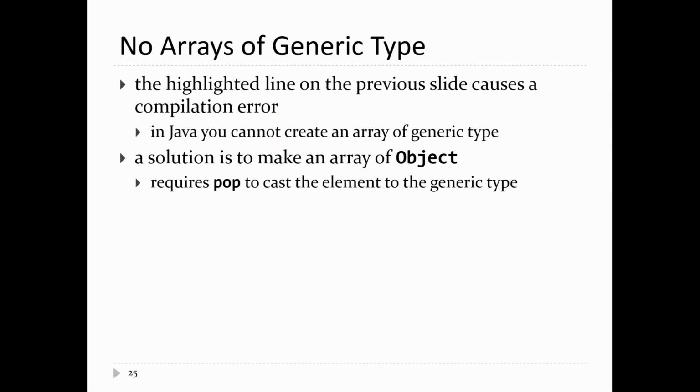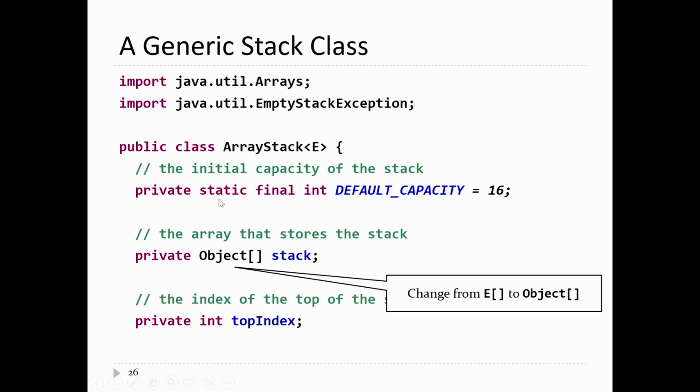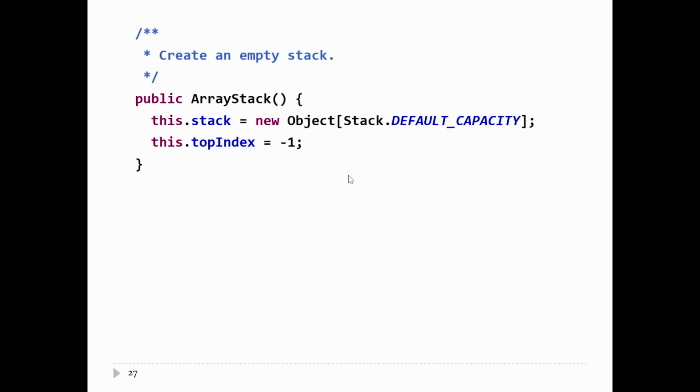Okay, so it looks like you can't make a generic array in Java. So it looks like we're stuck, right? But you're not stuck, right? You just go back to our previous solution and you make an array of object instead, right? You might say, hey, if you're making an array of object, whenever you pop the stack, the caller has to cast the return type, but that's not true. You'll see how we solve that in just a second. So go back and change your generic type to object now. Now, when you write new object, the compiler is perfectly happy with that.